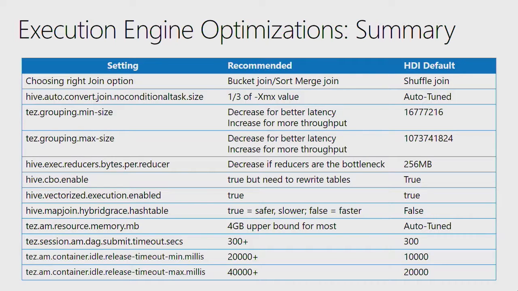You can turn on the cost-based optimizer stats using this setting. You can choose vectorization using this setting. You can choose hybrid grace using this setting. We recommend to not have your Tez container size more than 4 GB. And then finally, we talked a little bit about this, where you can increase your timeout to be about 5 to 10 minutes, but more importantly, configure your container release timeout such that they are not released, so your reducers are still around while your mappers are finishing.